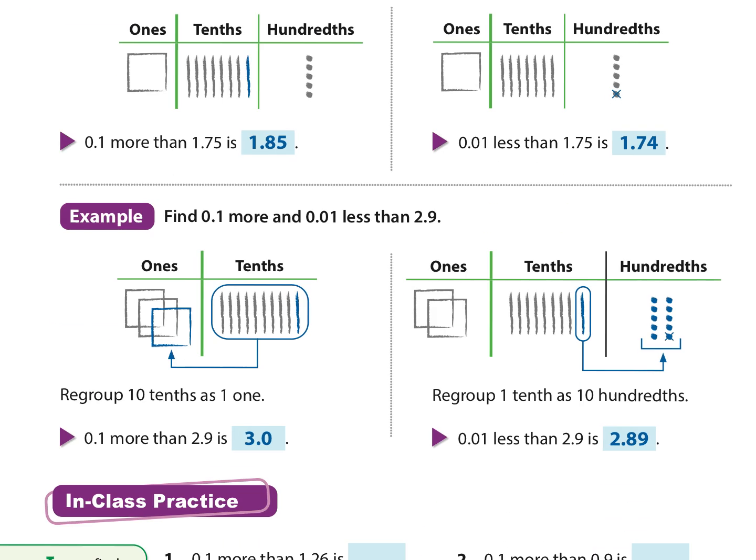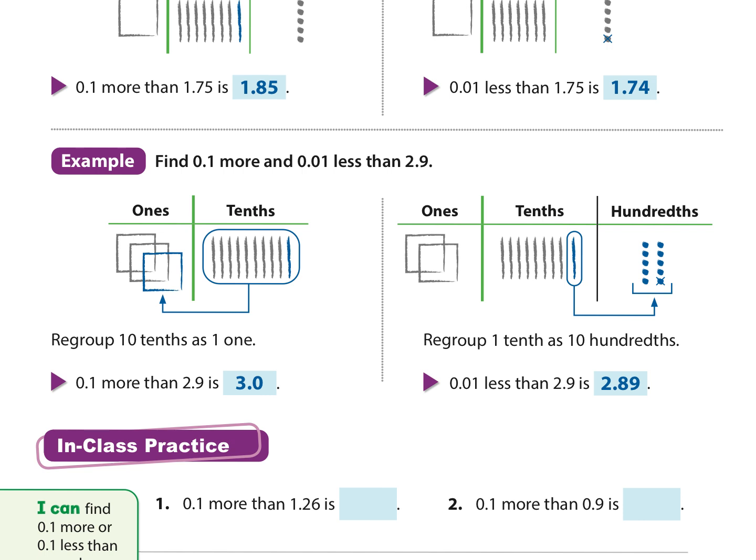In the second example, it says find 1/10 more and 1/100th less than 2 and 9/10. So notice how I have 2 wholes here. Over here I have 9/10, and I want to find 1/10 more. So if I add a 10th here, now how many tenths do I have? 10 tenths. What is 10 tenths equal to? 1 whole, which is why it's showing you this blue flat representing 1 whole, and it's circling all of these in blue to show that I'm getting rid of all of my individual tenths and I'm changing it to a whole. So it's now going to be 3.0.